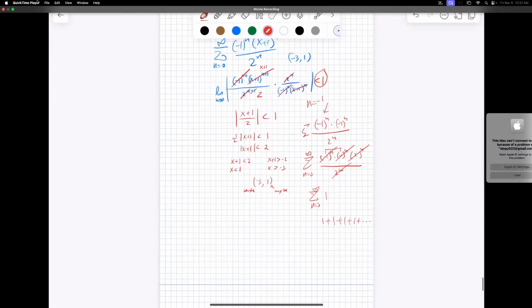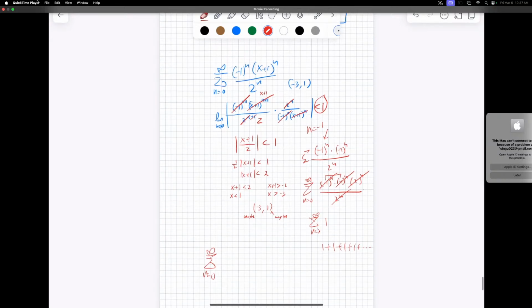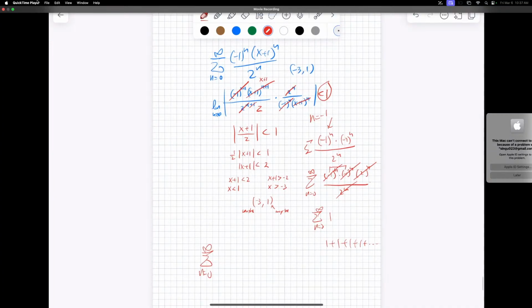Now I'm going to do this one again. I'm going to say the summation from n equal to 0 to infinity. I'm going to plug in 1. So it'll be (-1) to the n times 2 to the n, over 2 to the n.